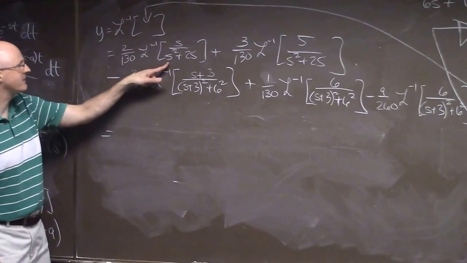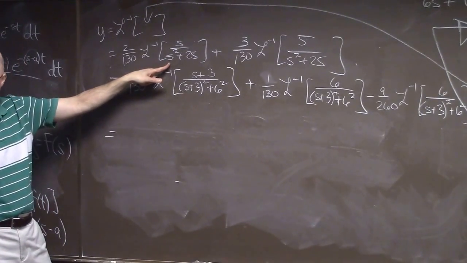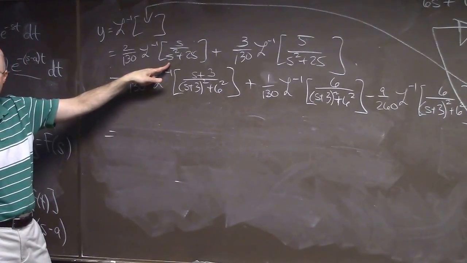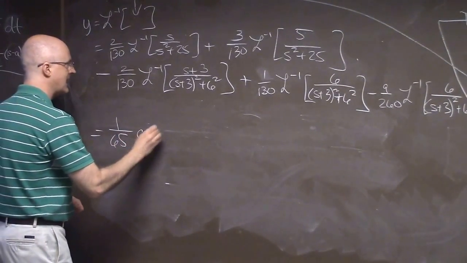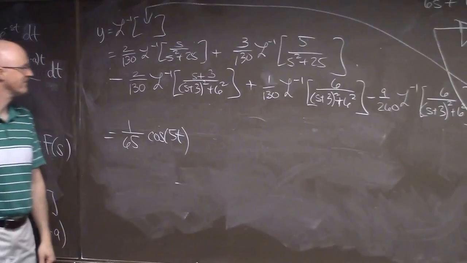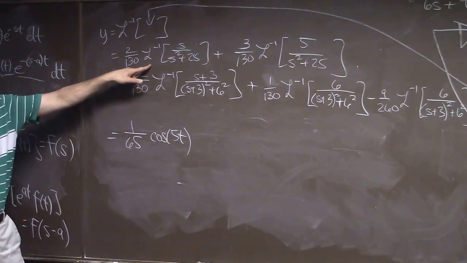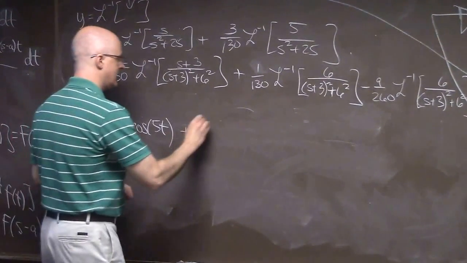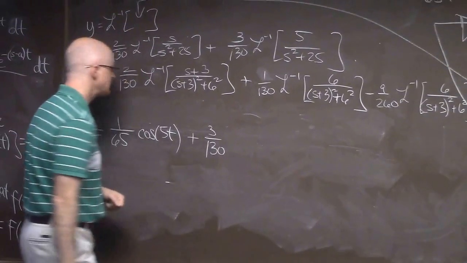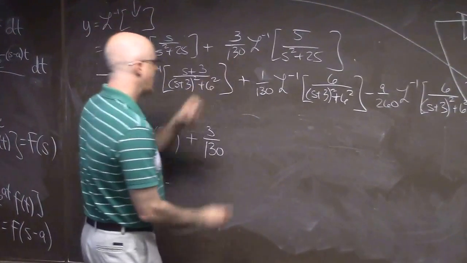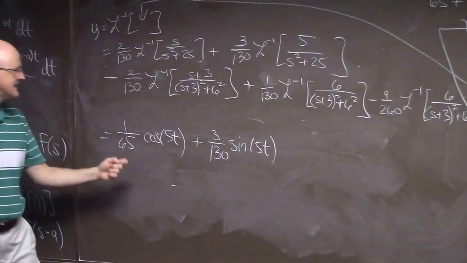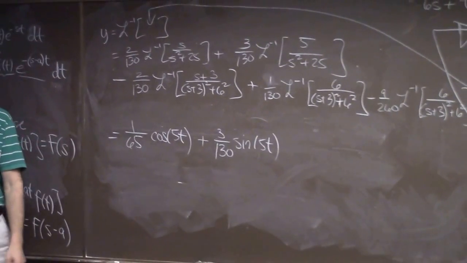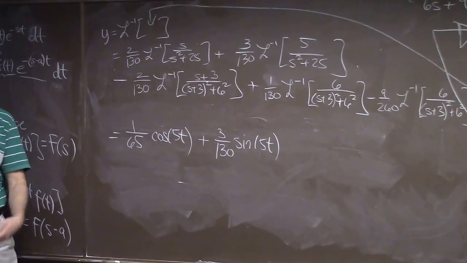Inverse Laplace transform of this is cosine 5t. 2 over 130, which I'll now reduce to 1/65. Cosine 5t comes from that one. Plus 3 over 130, which cannot be reduced, sine of 5t. And actually this thing here, that's yp. That's the particular solution, the forced response to the original equation.